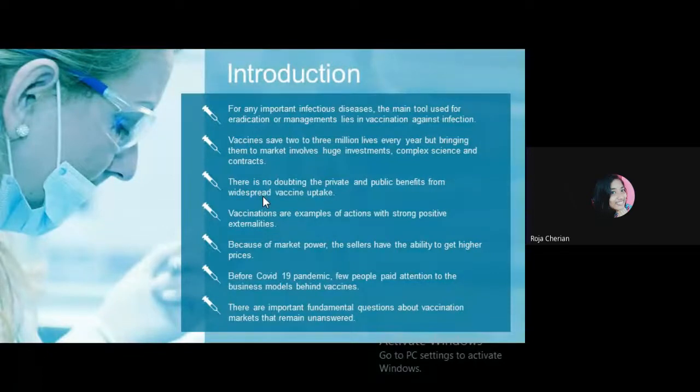Because of this monopoly or duopoly position, sellers tend to have a high amount of market power and also have the ability to get higher prices. Before the COVID-19 pandemic, few people paid attention to the business models behind vaccines.